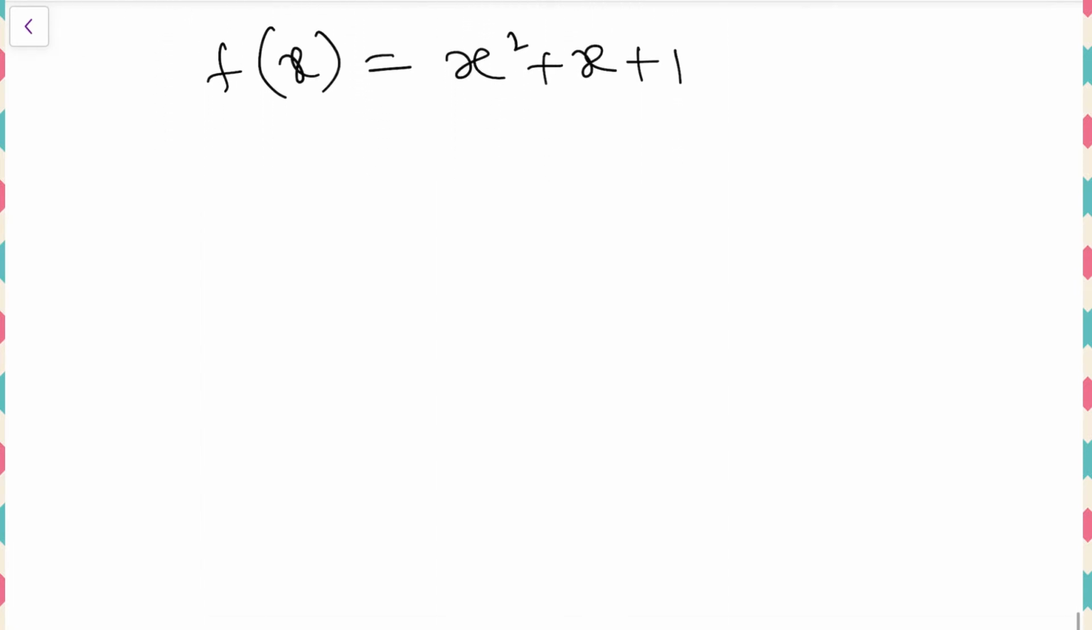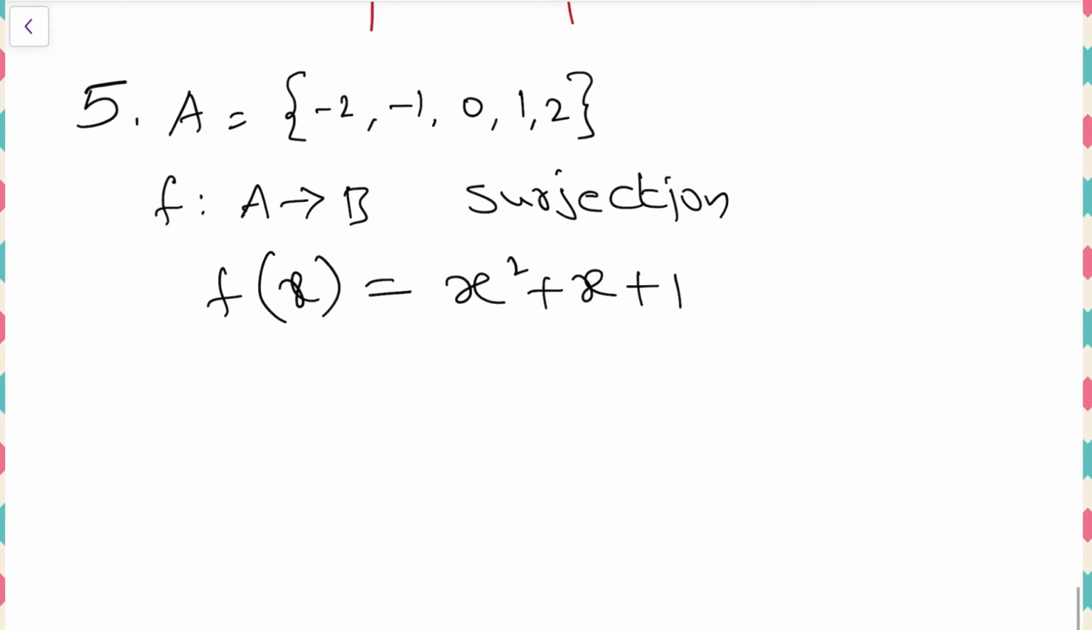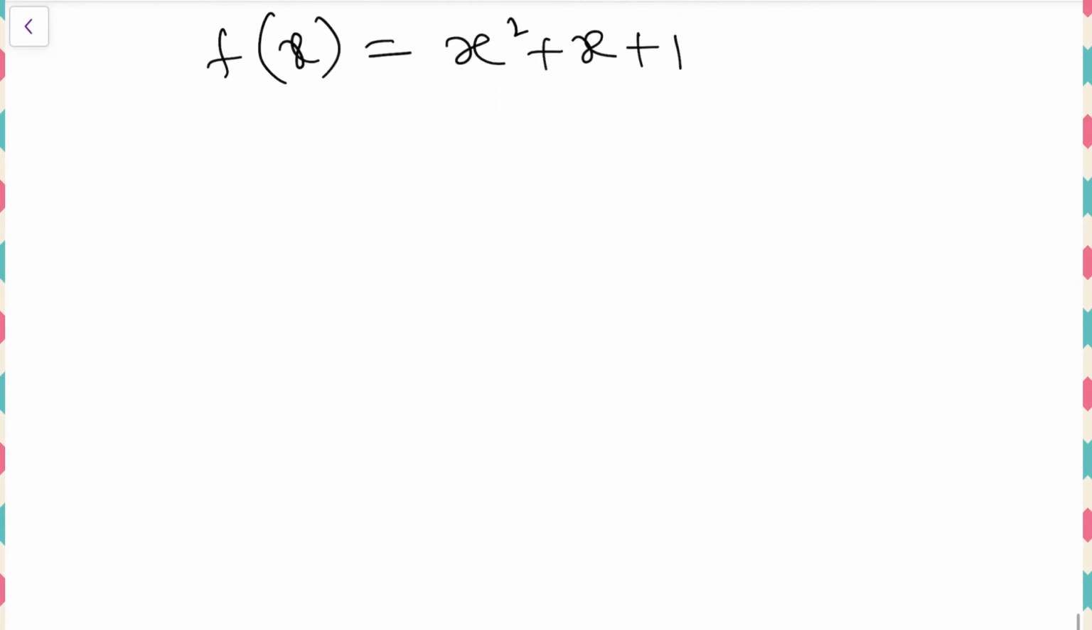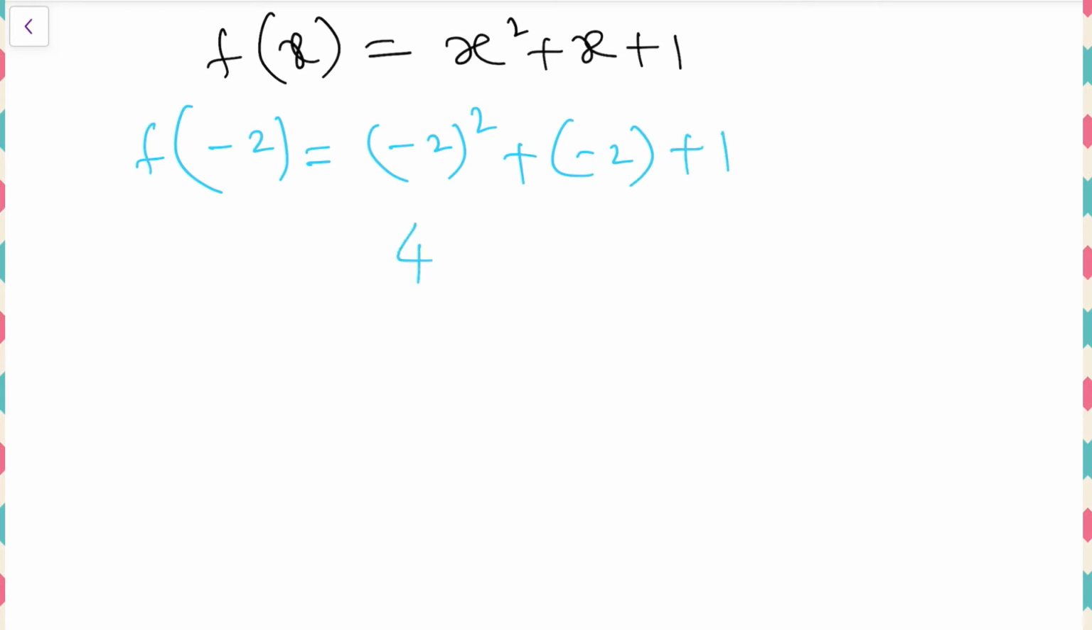F of x value he gave it as x square plus x plus 1. From the given set A, whatever the elements are there, one by one I will substitute. Set A he gave as -2, -1, 0, 1, 2. One by one I will substitute in the place of x. First I am going to substitute -2. F of -2 equals (-2) whole square plus -2 plus 1. (-2) whole square is 4, plus -2, plus 1. 4 minus 2 is 2, 2 plus 1, that is nothing but 3.